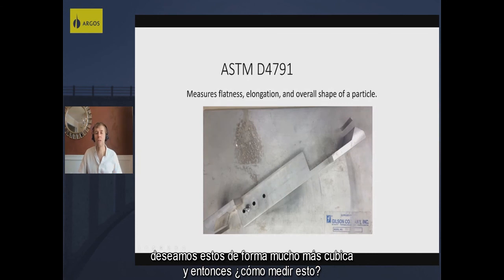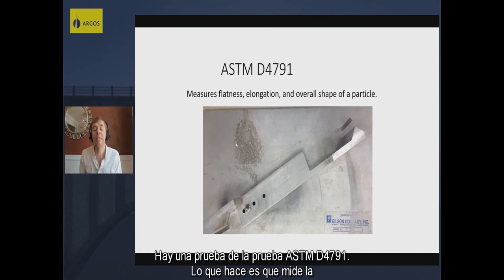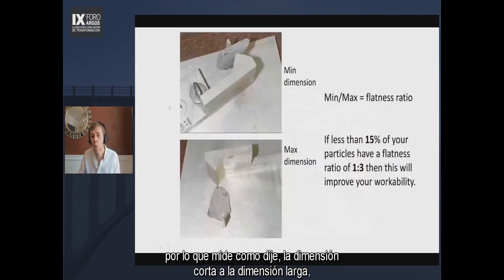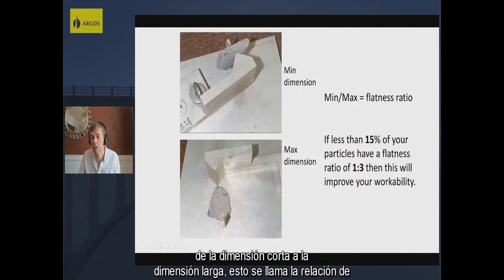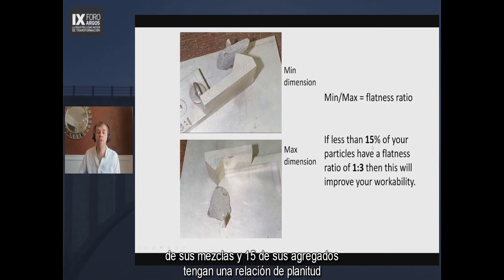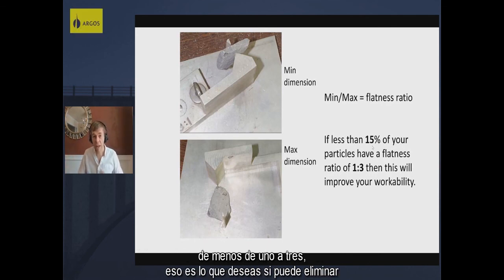And so how would you measure this? Well, there's a test, the ASTM D4791 test. And what it does is it measures the long dimension to the short dimension of your aggregate. So it measures, again, the short dimension to the long dimension. This is called the flatness ratio. And the key ratio to compare is 1 to 3. You want 15% of your aggregates to have less than a 1 to 3 flatness ratio. That's what you want. If you can remove these flat, elongated particles out of your mixture, you're going to get more workability.